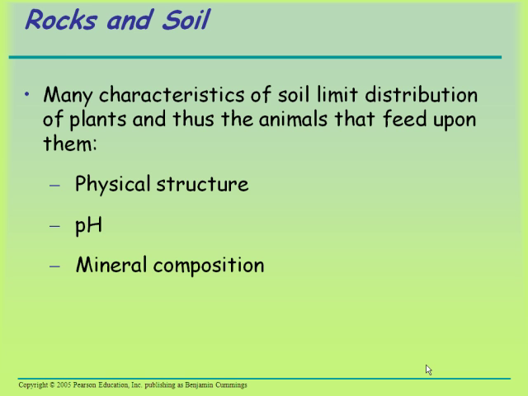Rocks and soil. Many characteristics of soil limit the distribution of plants and the animals that feed upon them. There is the physical structure of the soil, whether it's fine like sand, clay with a lot of degraded feldspar, or very rocky. There is the pH, how acidic or how alkaline it is. If there are a lot of acidic plants like azaleas and pine trees, this will make the soil more acidic. More alkaline soil is further north. Traditionally, in the southern United States, the soil is more acidic. And also the mineral composition of the soil.